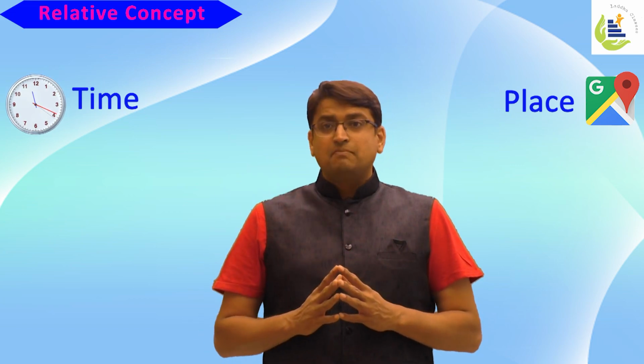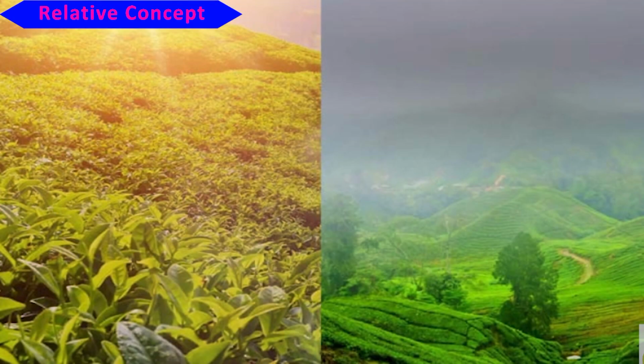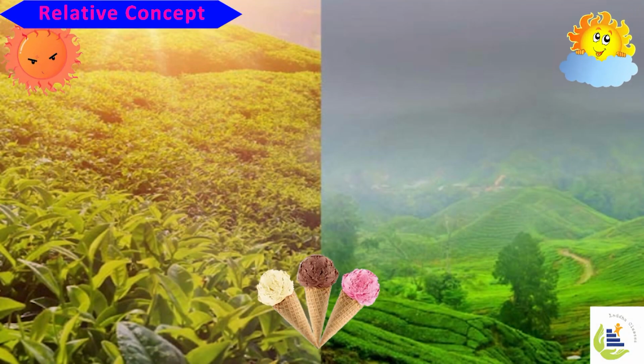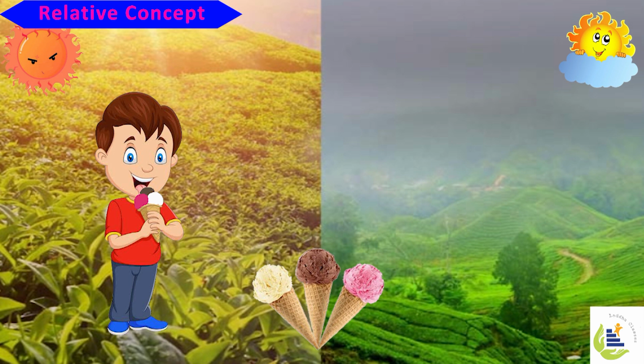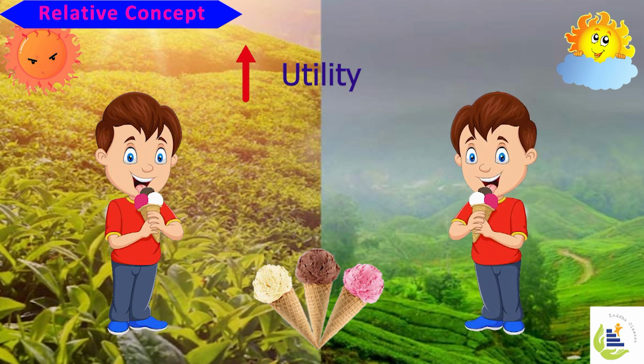Let us take some examples of how utility changes with time. The first example I would love to give you is of ice cream. When you eat ice cream in summer season, its utility is high because its want is very high. But the same ice cream, when you have it in winter season, its utility is less because its want is relatively less. Hence, utility of ice cream changes with time. So it's a relative concept.